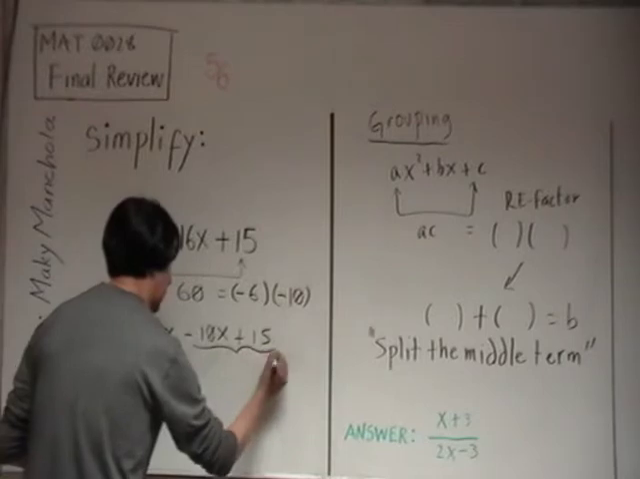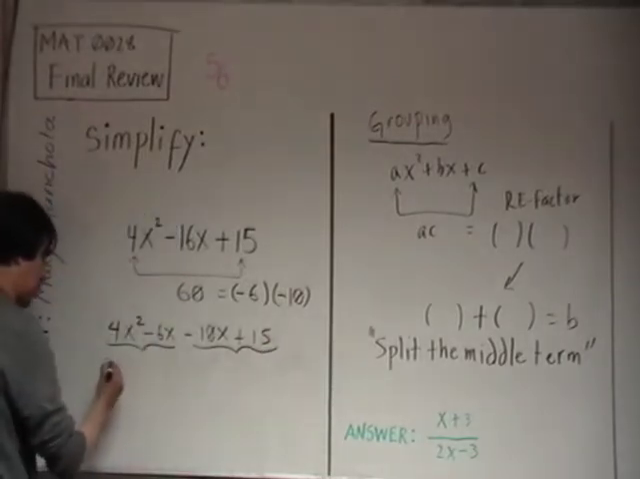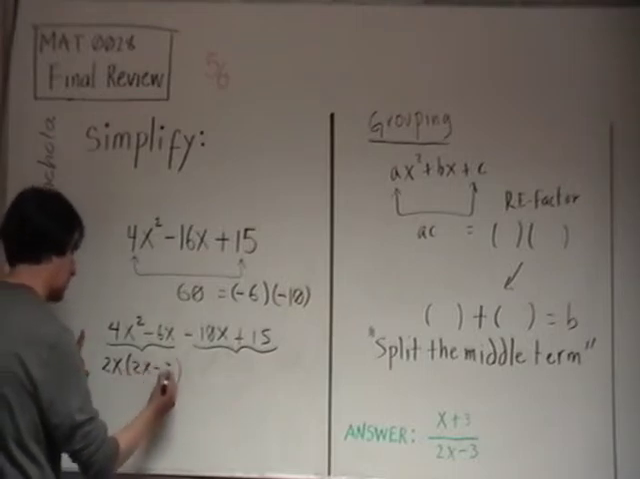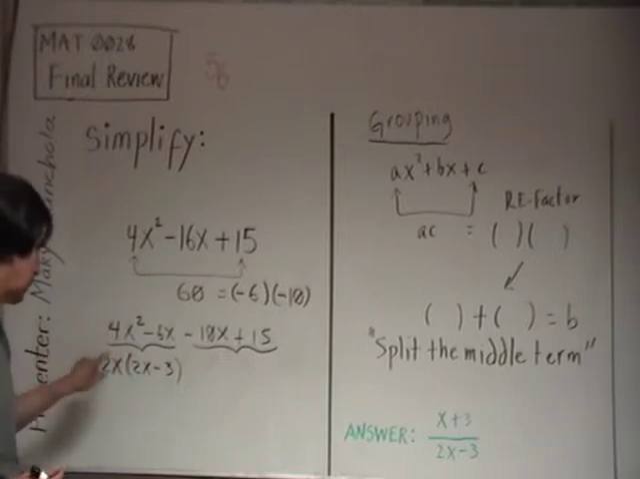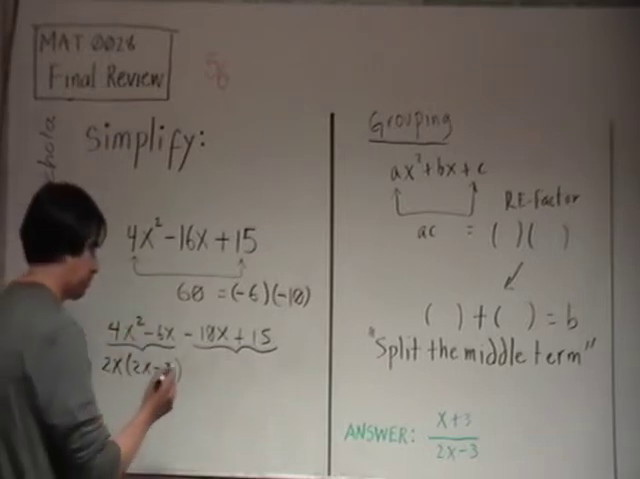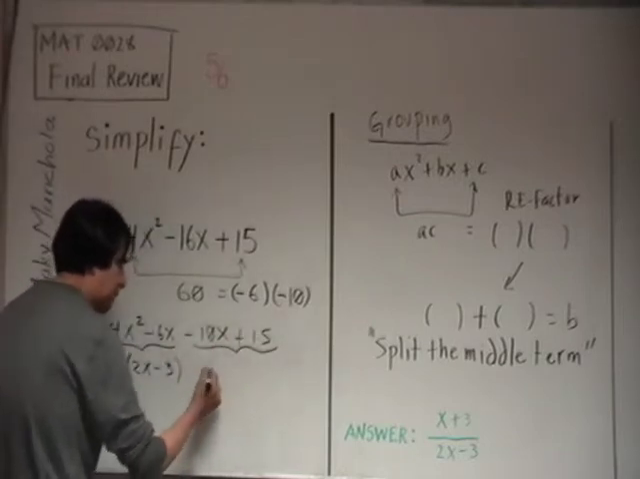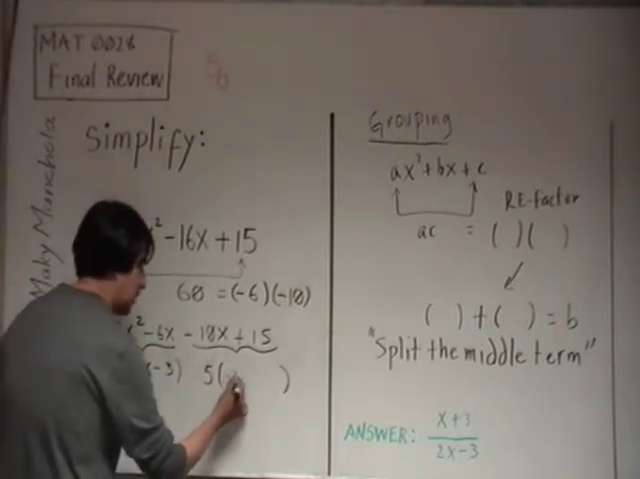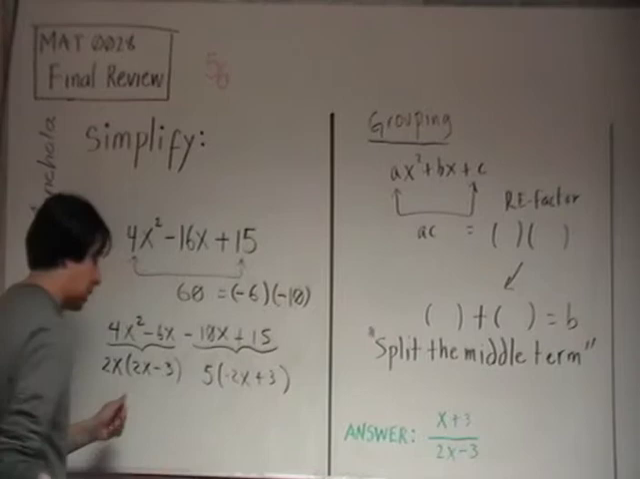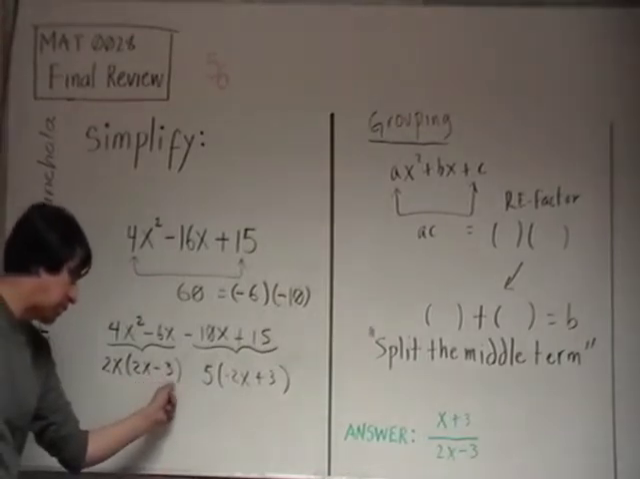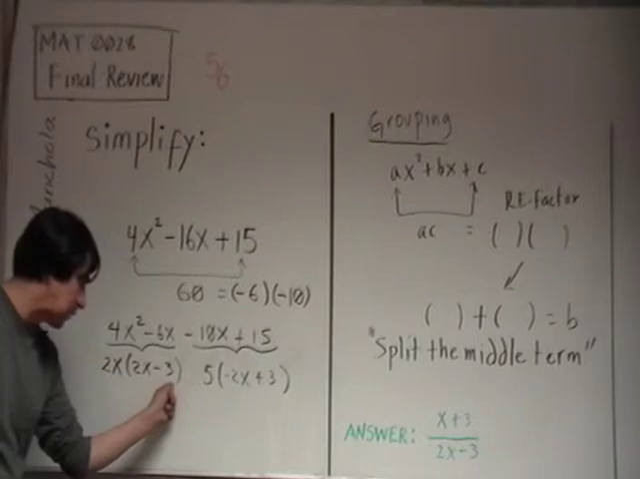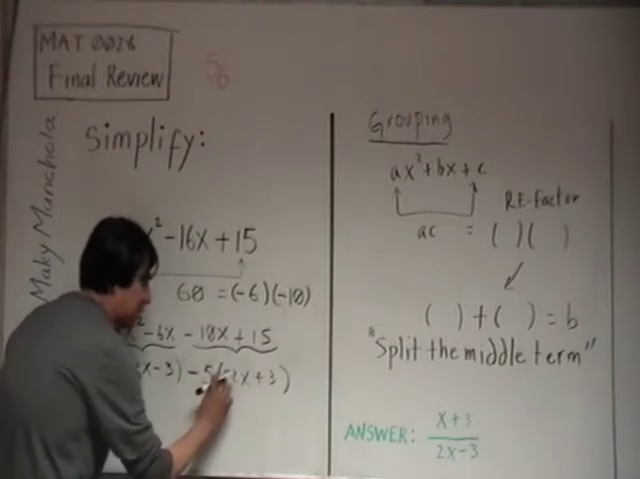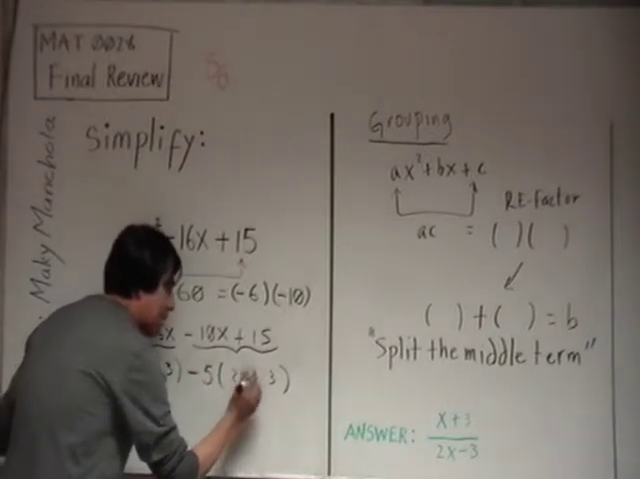Factor by grouping. First group, I can factor out a 2x. I'm left with 2x minus 3. Check: 2x times 2x, 4x squared; 2x times negative 3, negative 6x. Now here we could factor out a 5, but if you just factor out the 5, you get negative 2x plus 3. That's not identical to 2x minus 3. To get this identical factor, you have to drag the negative along. So you factor out negative 5, so that becomes plus, that becomes 2x minus 3.